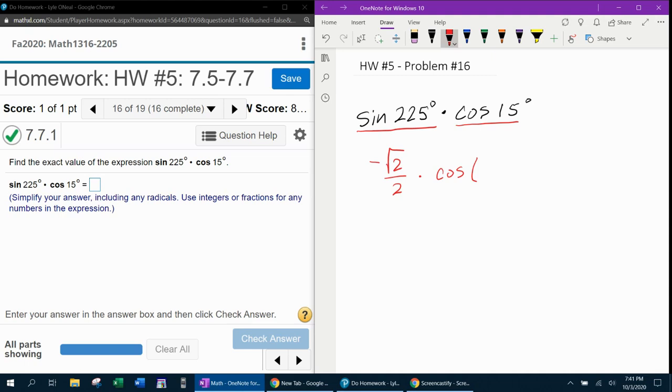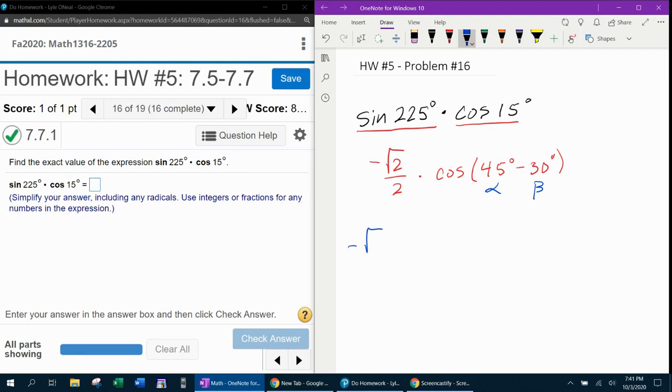Instead of using a half angle formula, I'm going to use a sum or difference formula. I know that 45 degrees minus 30 degrees is 15 degrees, and this would be cosine of alpha minus beta. So I'm going to be using a sum or difference formula because it's going to give me a better outcome.